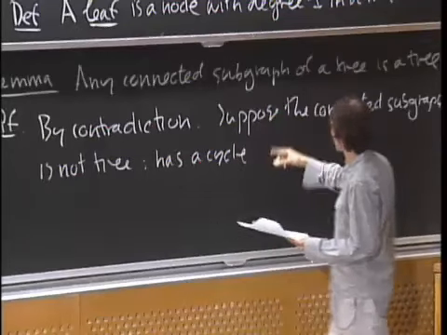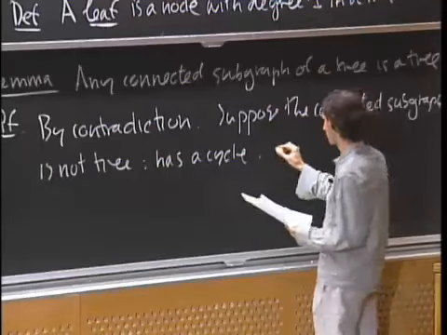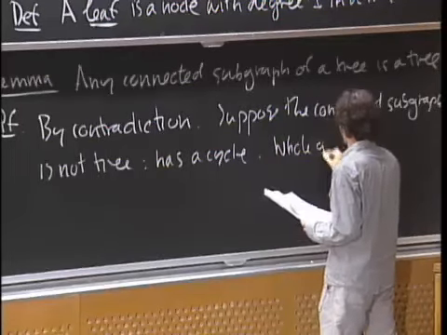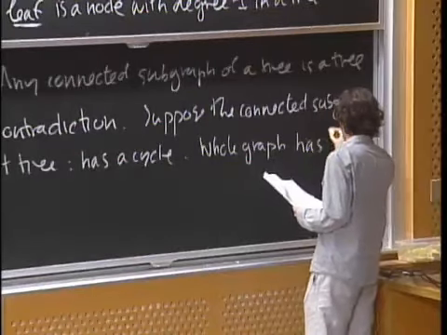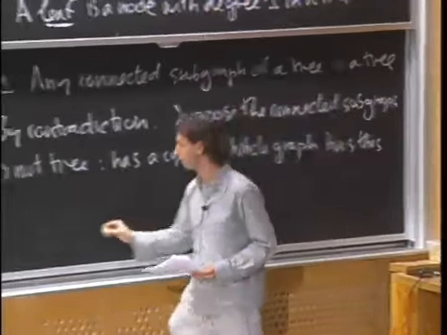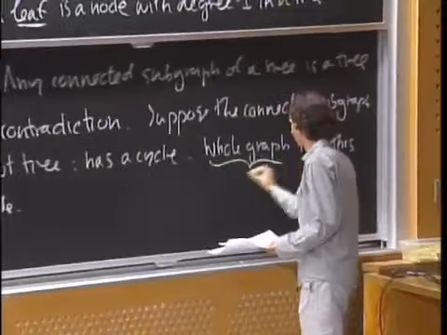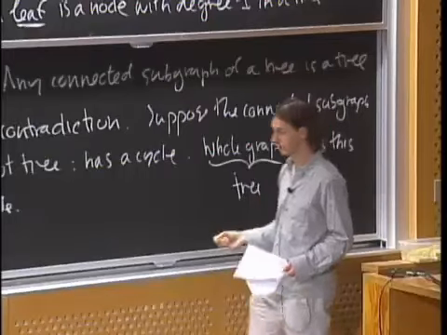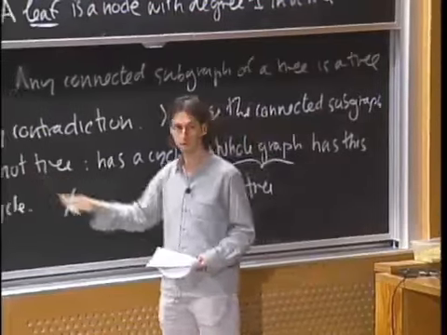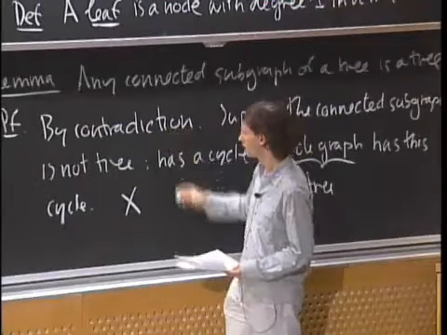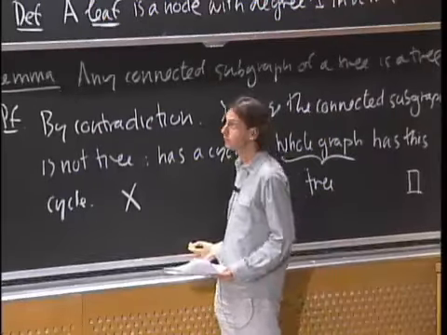But now, since it is a subgraph of the bigger graph, we know that the cycle must also be in the whole graph. So the whole graph has this particular cycle. But wait a minute, the whole graph is the tree. And a tree is acyclic, so we get a contradiction. So that means that our original assumption that it is not a tree is wrong, so it is a tree. This is, again, such a general kind of proof method that we repeatedly use here.